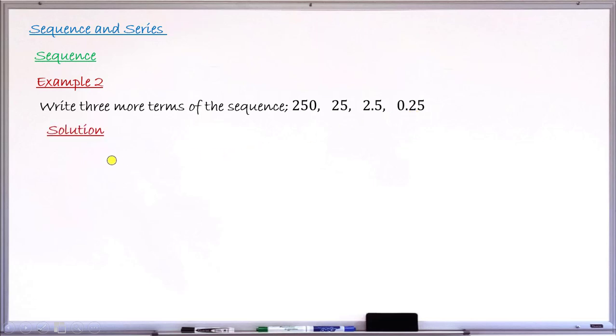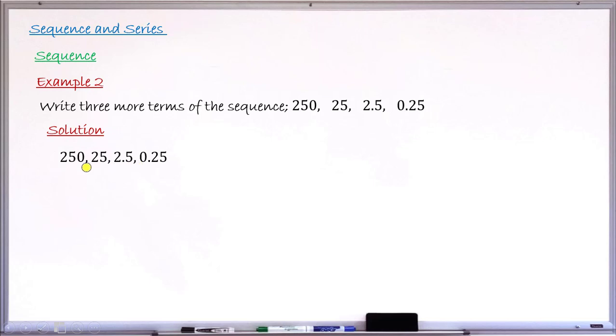Solution to this very problem, copying the given sequence. 250 as the first term, 25 second term, 2.5 third term, and so on. So you need to look at the few terms given, and understand what happened from this 250 to get to 25, from 25 to get 2.5, and from 2.5 to get to 0.25. You look at the terms critically, and understand that whatever happened is the same thing that happens to get the next term.